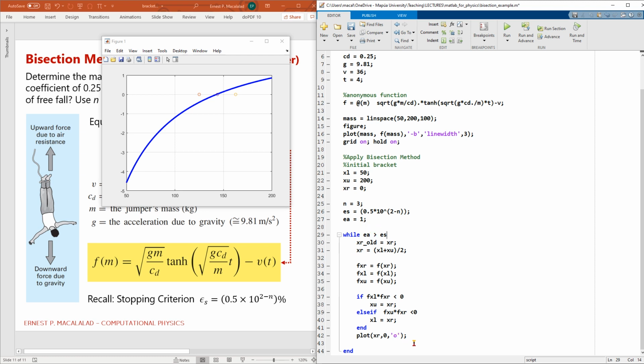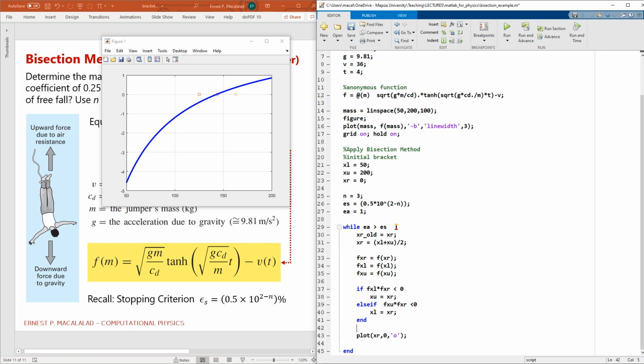Make sure that this condition will be met soon. So what we're going to do is calculate EA. We're going to update EA, because if we do not update EA here, EA will always be number 1, and then ES would always be less than EA. So this will entail an infinite loop. So we need to put some kind of a condition, some kind of an update here.